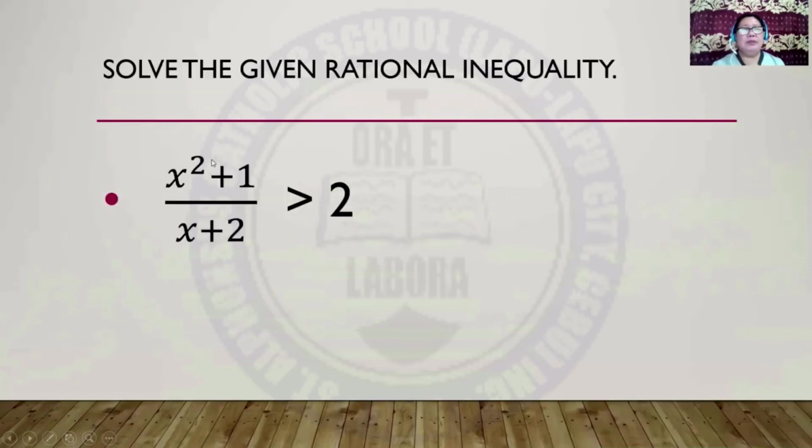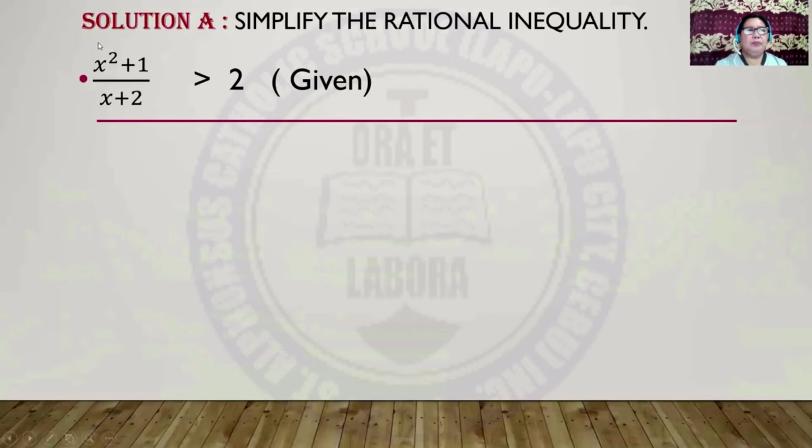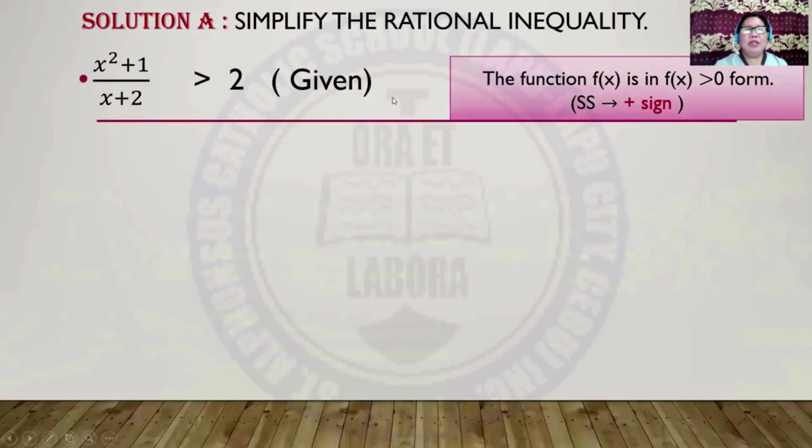Let us have this example. Supposing you are asked to solve this rational inequality: x squared plus 1 over x plus 2 greater than 2. So using this given, we have to take note that the f of x is in the form of f of x greater than 0. So we have to look for the positive sign later on. So x squared plus 1 over x plus 2 minus 2, because we transpose 2 to this side, greater than 0.